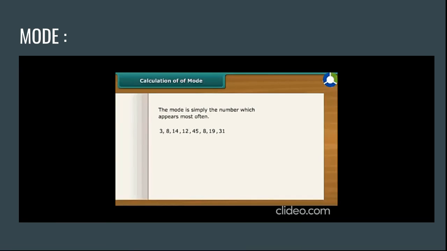Calculate mode. Mode is simply the number which appears most often. In the data 3, 8, 14, 12, 45, 8, 19, 13, 31, let us arrange the data in ascending order. We can see that the number 8 is being repeated twice, whereas all the other numbers are repeated only once. So therefore the mode of this data is 8.